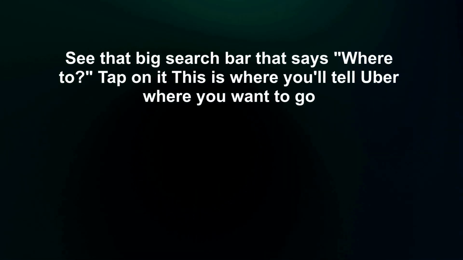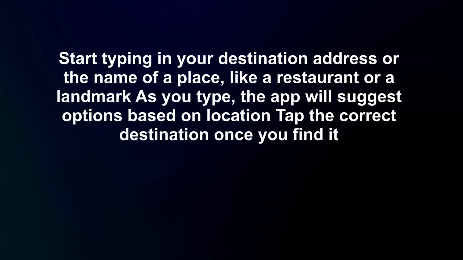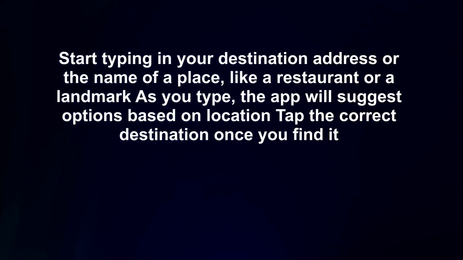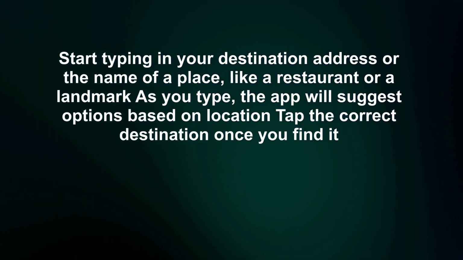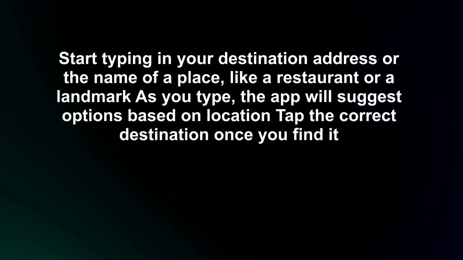See that big search bar that says where to? Tap on it. This is where you'll tell Uber where you want to go. Start typing in your destination address or the name of a place, like a restaurant or a landmark. As you type, the app will suggest options based on location. Tap the correct destination once you find it.